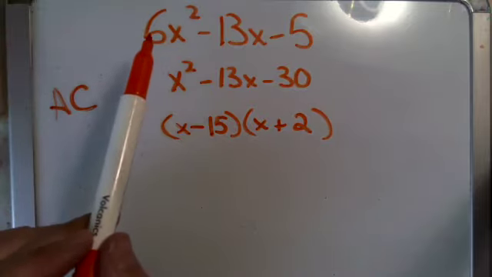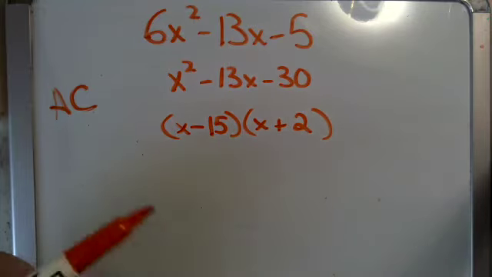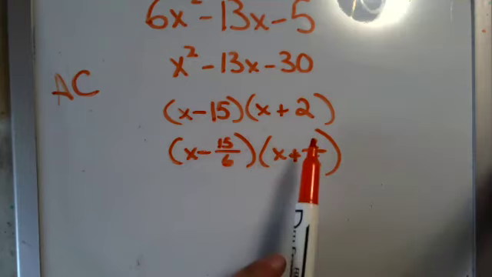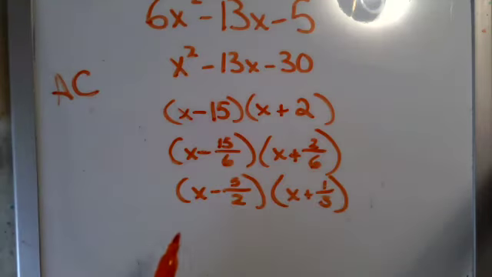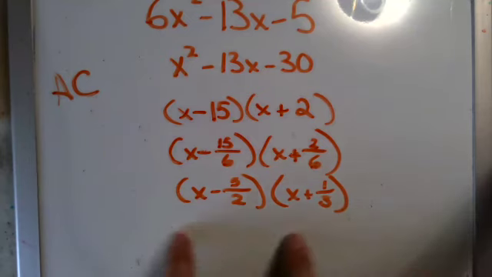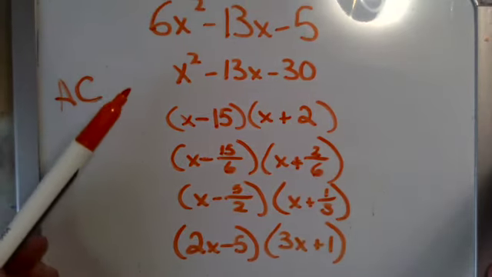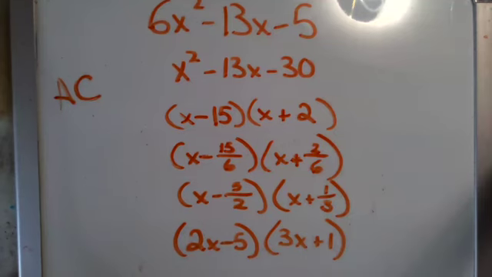We take that a that we multiplied into the c at the start, and we now divide it out of each of our numerical terms. And we get x minus 15 over 6, x plus 2 over 6. Now, if either of those reduce, we go ahead and do that. And we get x minus 5 halves, x plus 1/3. And finally, we take these two denominators here and we multiply them around to become coefficients of the x. And so we find that the factorization of 6x squared minus 13x minus 5 is 2x minus 5 times 3x plus 1. And we can FOIL that to show ourselves that we're right.